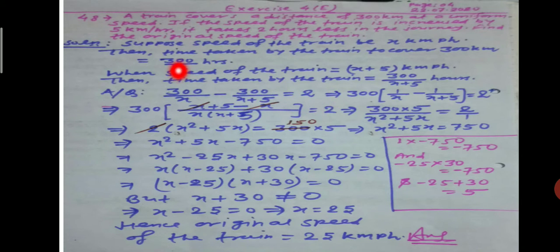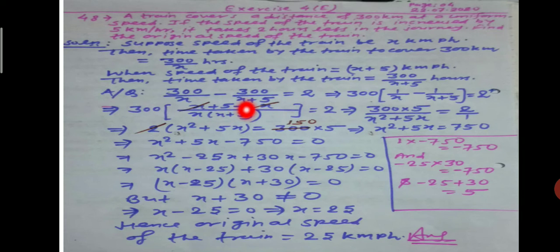The difference of this time and this time is equal to 2, given in the question, 2 hours less. Now 300 is common, so 1 by x will be left here, and 1 upon x plus 5 will be left here, equal to 2. Now take the LCM of x and x plus 5, which will be x multiplied by x plus 5. Now x plus 5 multiplied by 1 and x multiplied by 1, then we get x plus 5 minus x here. Now plus x and minus x will be cancelled.